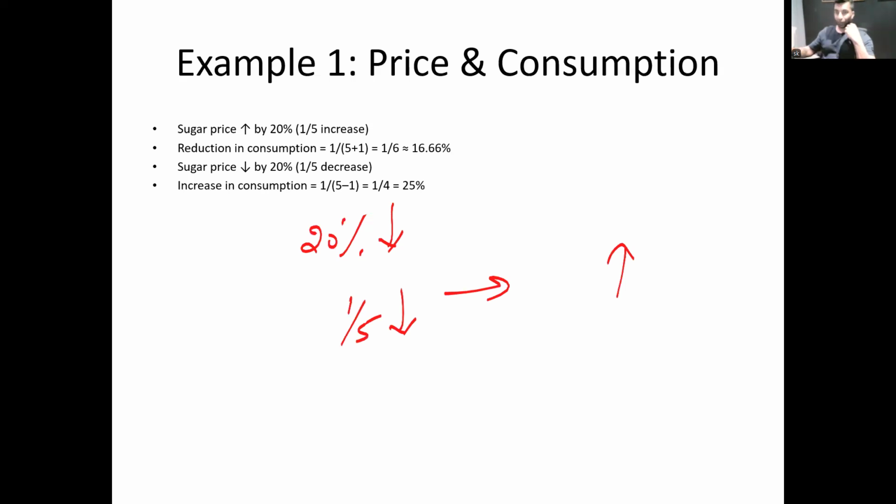Okay, forget about the story of sugar and other things, but the other side remains constant. So in that case, what will happen? 1/5 decrease means 1/4 increase, which means a 25% increase in consumption. So the rate of sugar was decreased by 20%, and a 25% increase will be there in the consumption.